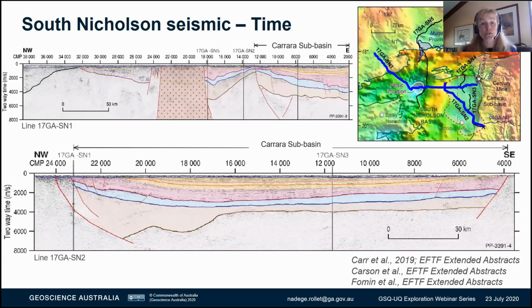The interpretation of the South Nicholson seismic data has recently been released as part of the EFTF program by Carr et al., Carson et al., and Fomin et al. And this interpretation revealed the existence of a concealed basin, the Carrara Basin, highlighted here by this dashed red line, and it coincides with the gravity low, and it's also best illustrated on this bottom line, the line SN2.